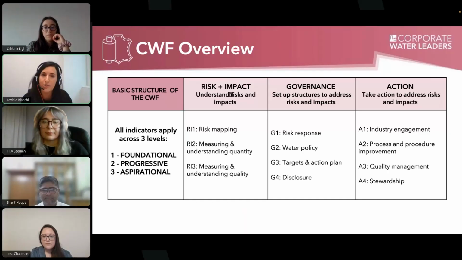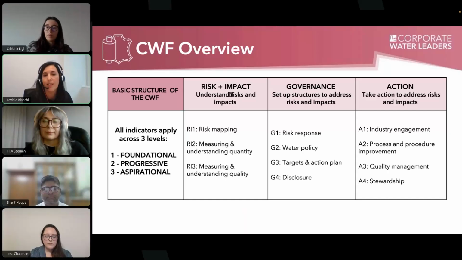We built them to, first of all, understand risk and impacts, risk mapping of the facilities, then measuring and understanding the water quantity, the water usage, discharge and consumption of the facility, and then the quality. As we mentioned before, some of these KPIs are aligned, for example, completely with the ZDHC for what regards water quality. Then building onto the governance in terms of risk response to be able to mitigate the risks identified, whether it be scarcity, water availability, flooding, or water quality.